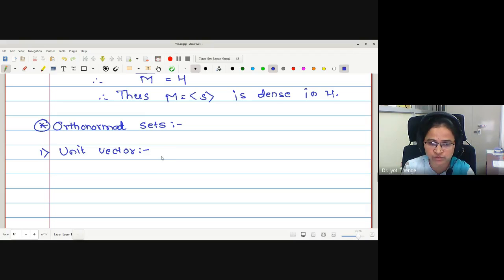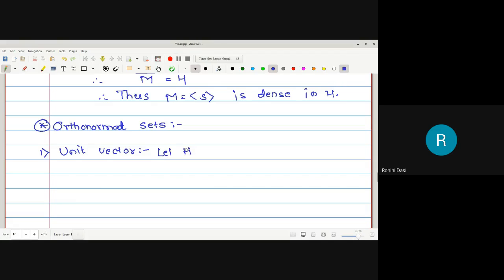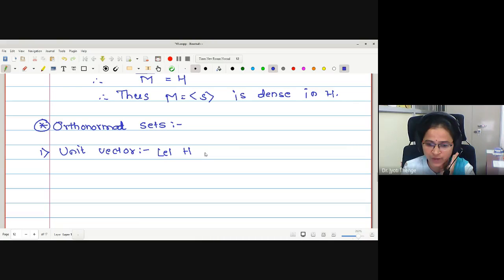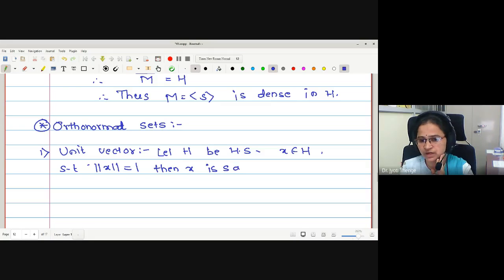Yes, from students, can anybody tell me a unit vector? If the norm of a vector is equal to 1, then it is said to be a unit vector. Yes, the norm value is 1. Therefore, let H be a Hilbert space, X is in H such that norm X is equal to 1, then X is said to be a unit vector. Norm X means the distance of the vector X from the origin.